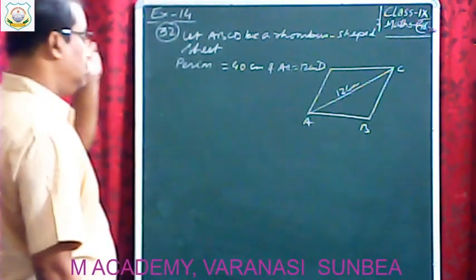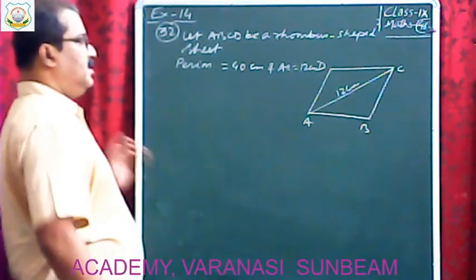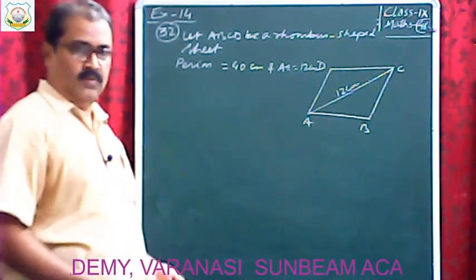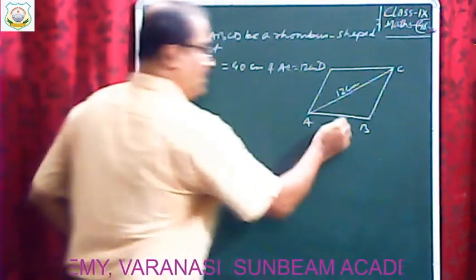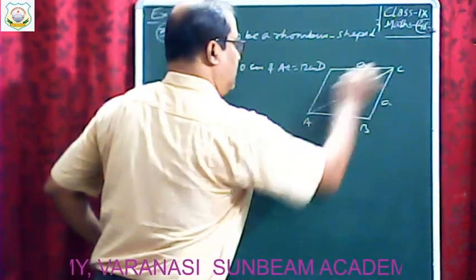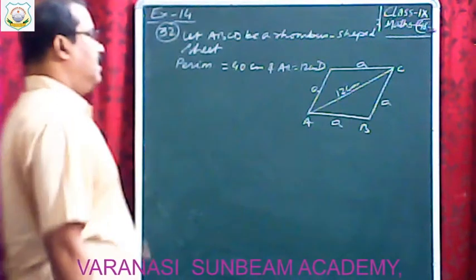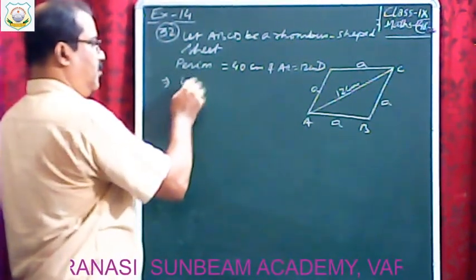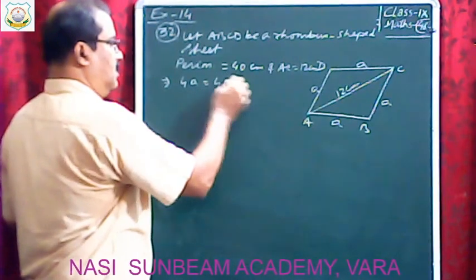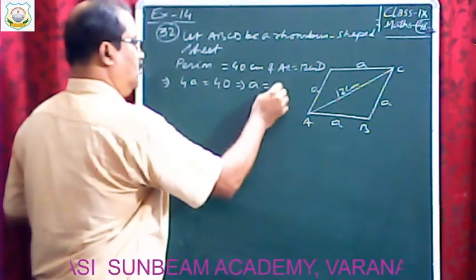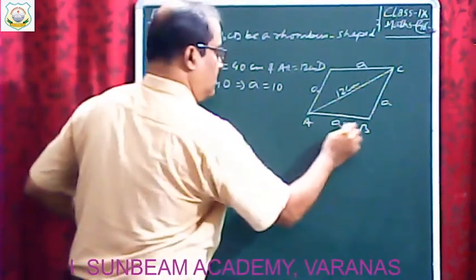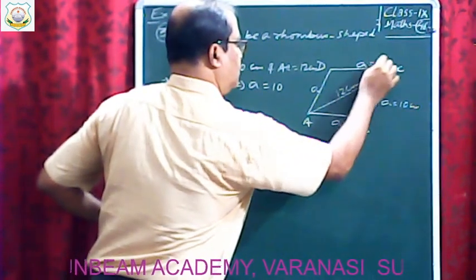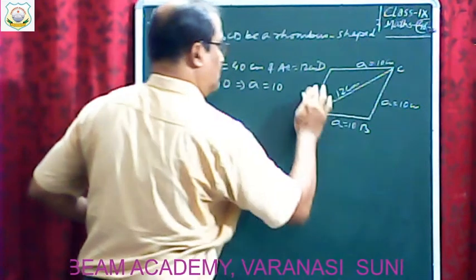Okay. What you have to do, perimeter of rhombus, sum of all four sides are equal, that is A plus A plus A plus A, that is 4A. So perimeter 4A equal to 40, then we get A equal to 10. We get 10 centimeter length of sides of rhombus.